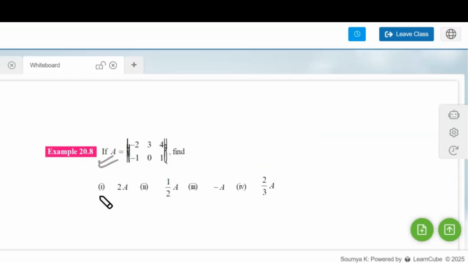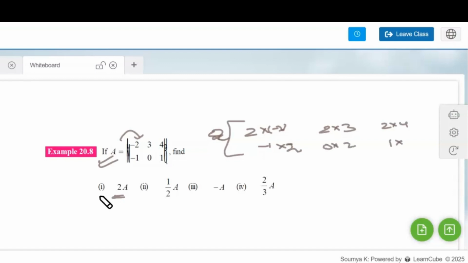Look at this question. This is an example of scalar multiplication. You see here, matrix A is given and you have to find 2A. So what you have to do is multiply the 2 with all the elements. For the solution, you will get 2 into minus 2, 2 into 3, 2 into 4, minus 1 into 2, 0 into 2, 1 into 2. So this will be the resulting matrix. That means you will get minus 4, 6, 8, minus 2, 0 and 2. This will be the final solution of your matrix.